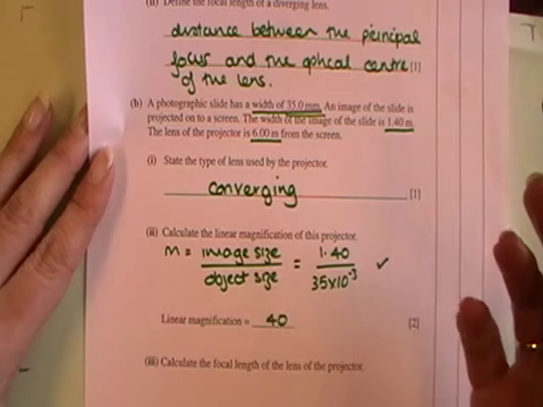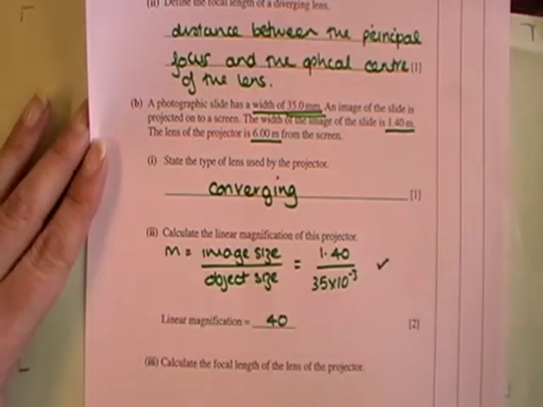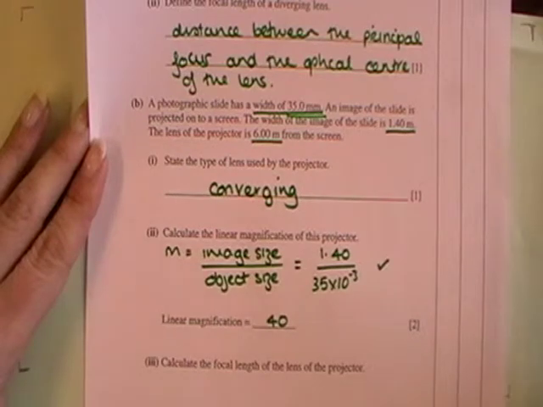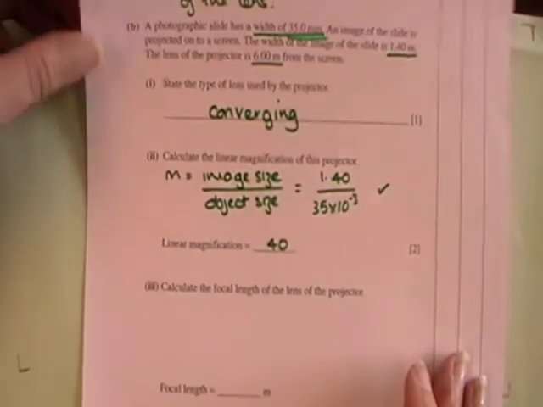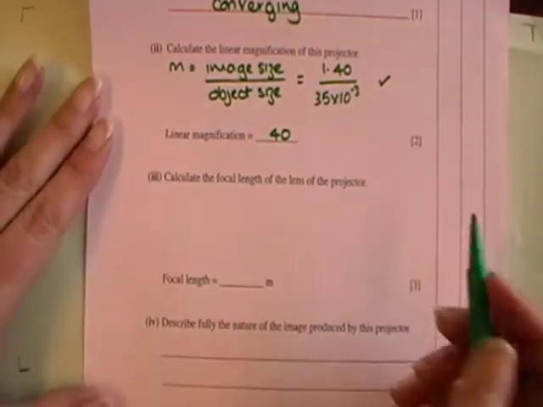And if you think about it logically, when you have a photographic slide, what you see on the screen you're expecting to be much bigger, not smaller. Therefore, you know your answer's wrong. So we must convert into metres.